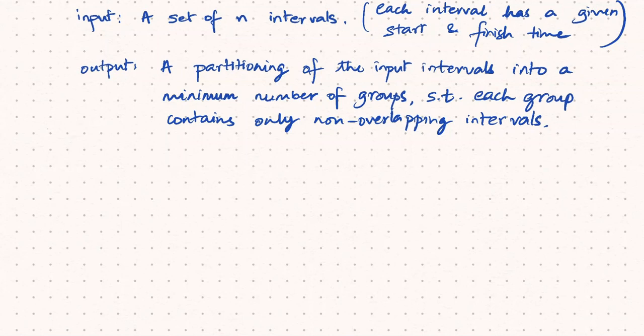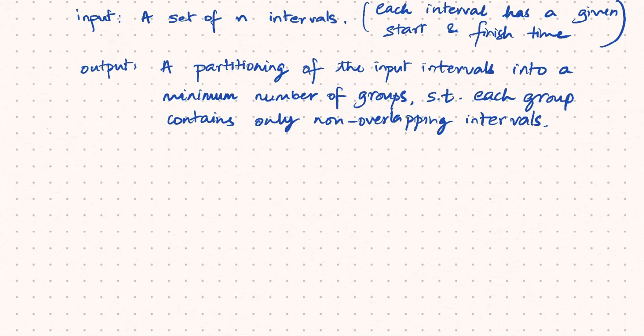Then we consider the third interval. We'll try and again put it in the first group, group one. If there's an overlap, then we'll try and put it in group two, and we'll check for an overlap in group two also. If there's no overlap, great, it can go into group two. But if there is an overlap, we'll create a new group, group three, to put that interval in. And so on.